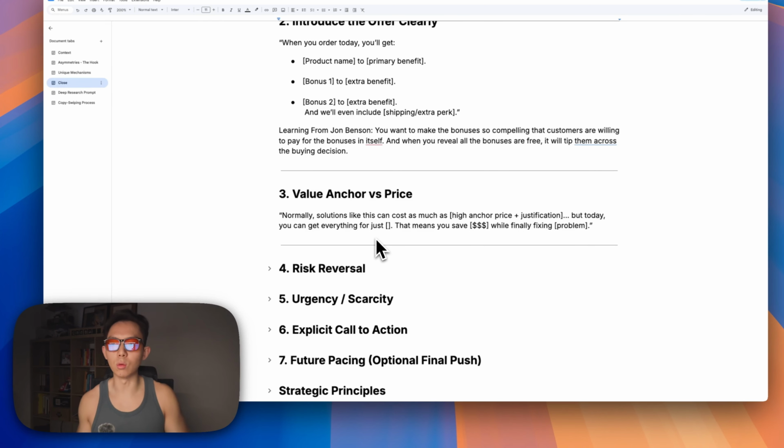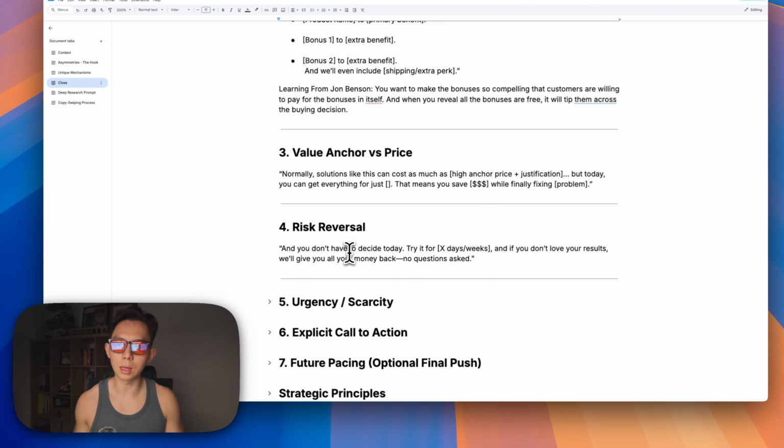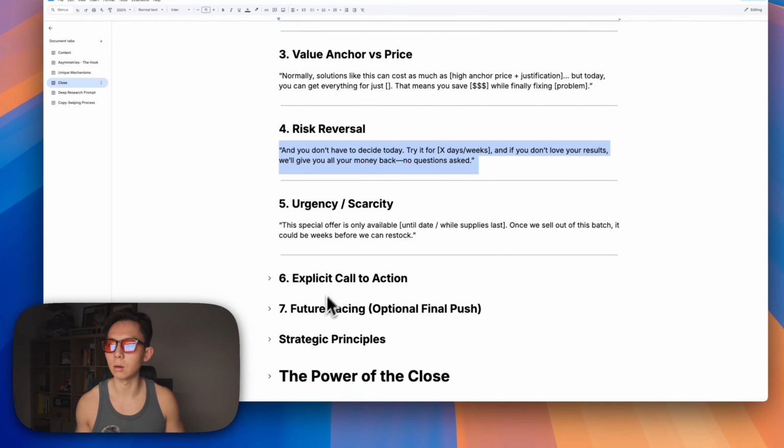And then you introduce the actual price, which is what they can get the product for. Now, a risk reversal will be guarantees. And one of the phrases that I like to use is you don't have to decide today, right? You can try it for 180 days, you can try it for 6 months, and if you don't love the results, we'll give you all your money back, no questions asked. So this is a good guarantee.